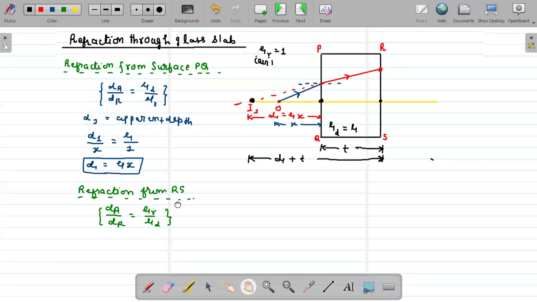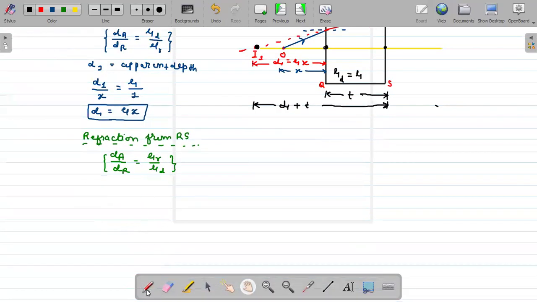Now let us consider, this is the real depth. In this case, how much is the real depth?